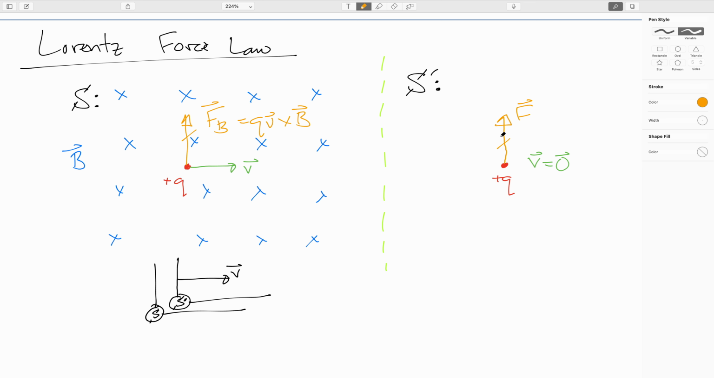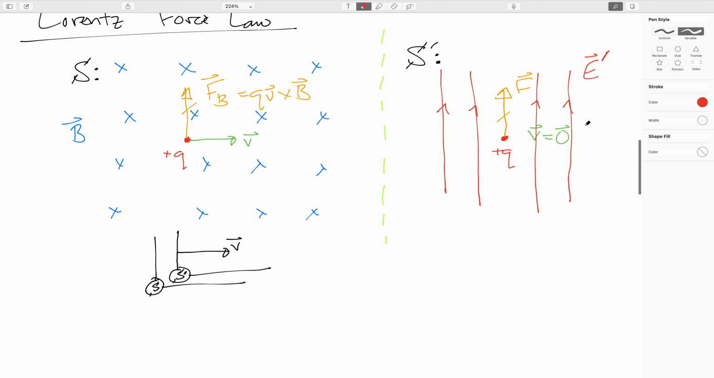Yeah, so what S prime is going to have to do is blame this on the electric force. They're going to say, hey, I saw an electric charge that was initially stationary moving up. I know it can't be the magnetic force, so it's got to be the electric force. So S prime would notice that there was an electric field pointing up.